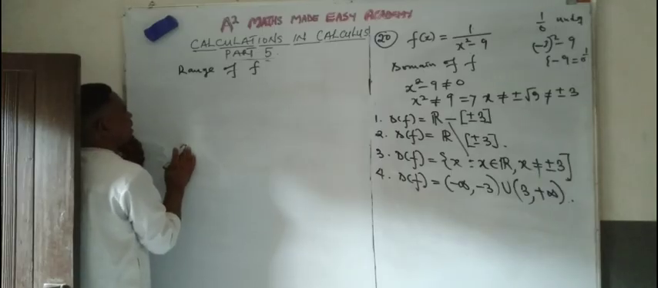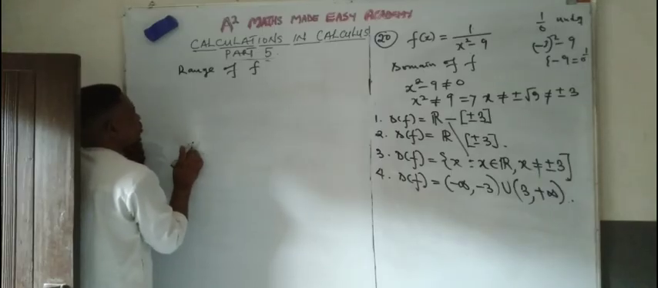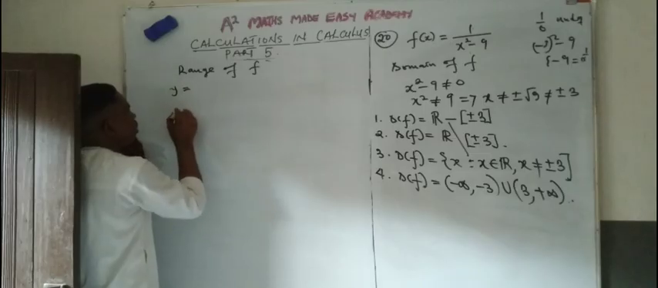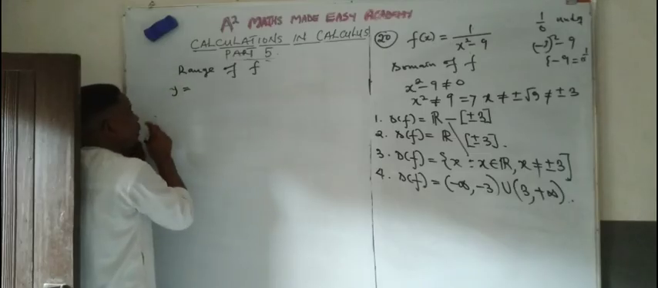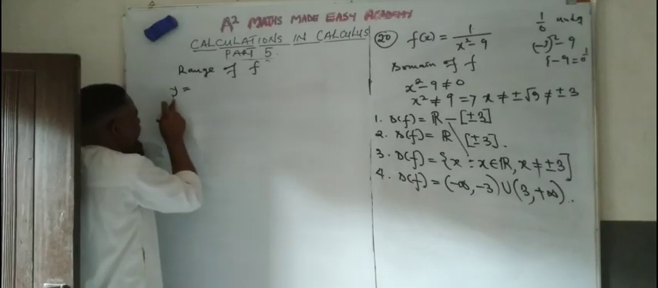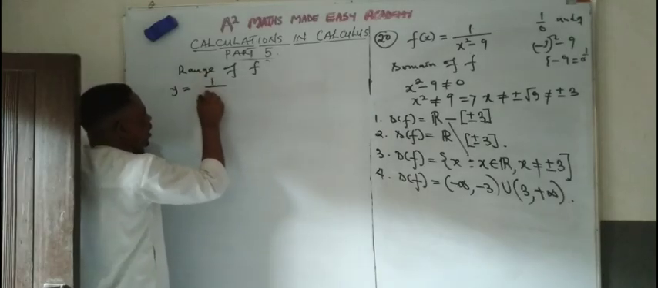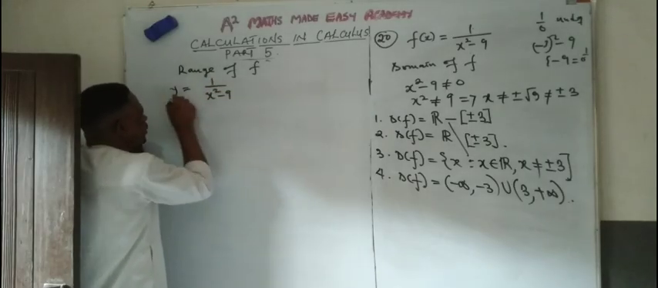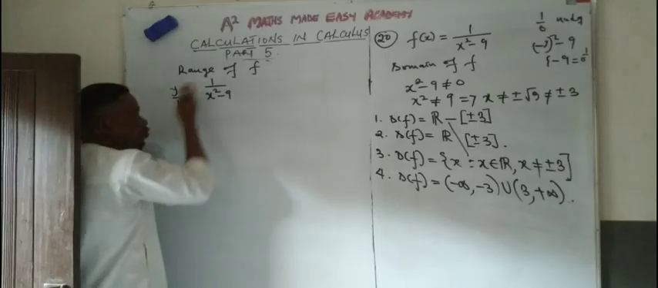Anytime you are looking for the range of a rational function, the first thing you are going to do is to consider f of x to be y and make x subject of the formula. Let's solve it. y is now 1 over x squared minus 9. This is over 1. Cross multiply.